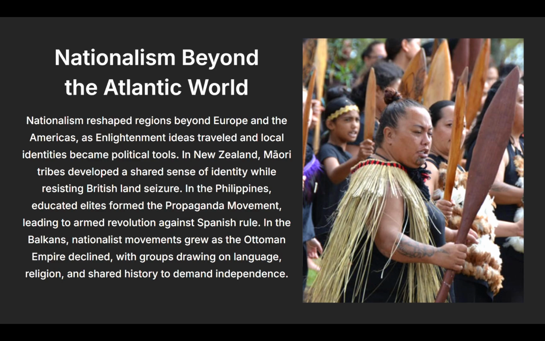In the Balkans, nationalist movements grew as Ottoman power declined. Greeks, Serbs, Bulgarians, and others drew on language, religion, and shared history to demand independence from the Ottomans, often with European support. Why did nationalism spread globally in the 19th century? Because Enlightenment ideas traveled through education, empire, and trade. As empires weakened, local identities became political tools.